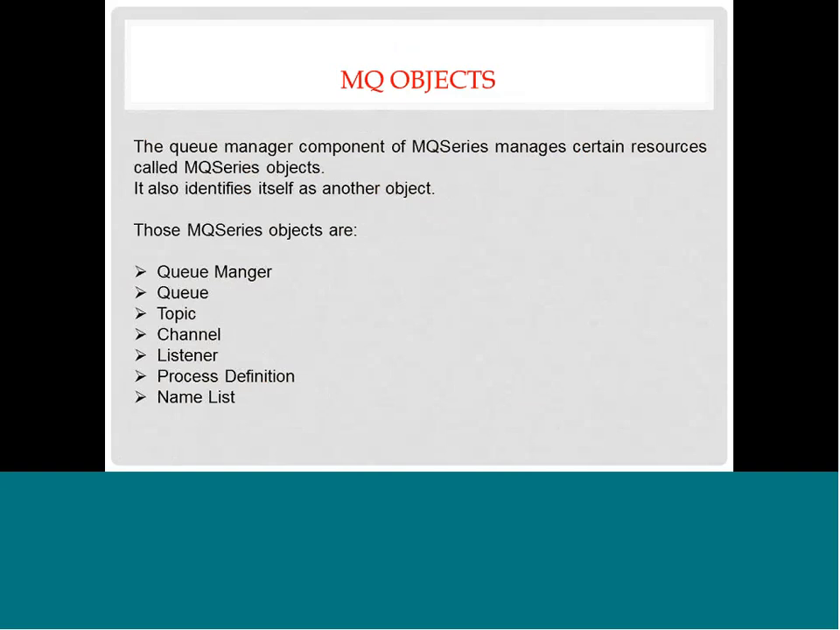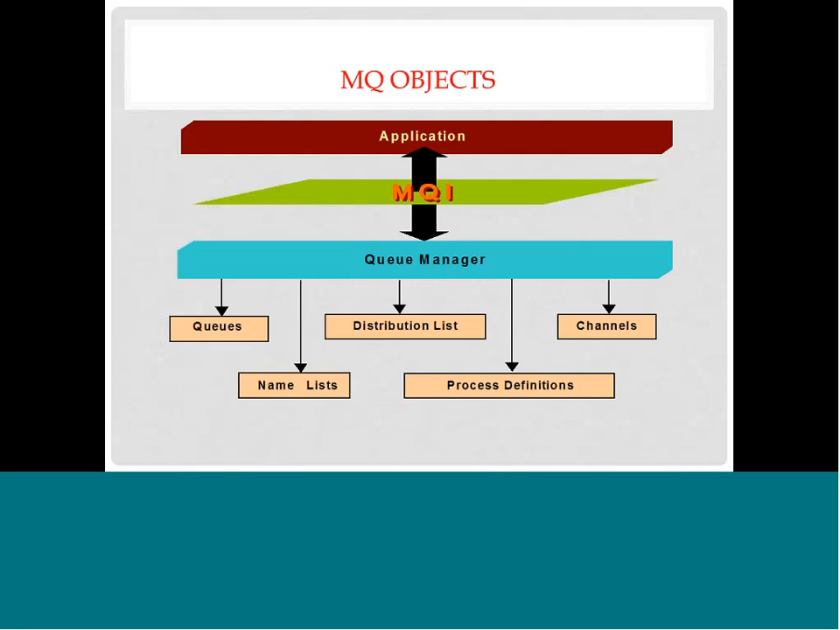When you install the MQ software, after installation we have to create the objects. Those objects are queue manager, queue, topic, channel, listener, process definition, and name list. Using these objects, you communicate from one program to another program, or from one MQ to another MQ. These are the MQ objects. The application talks to the MQI, and the MQI talks to the queue manager. Under the queue manager, you are able to see these MQ objects.